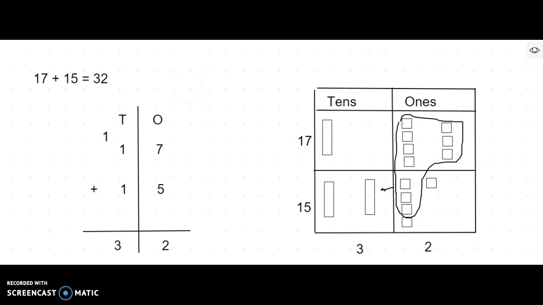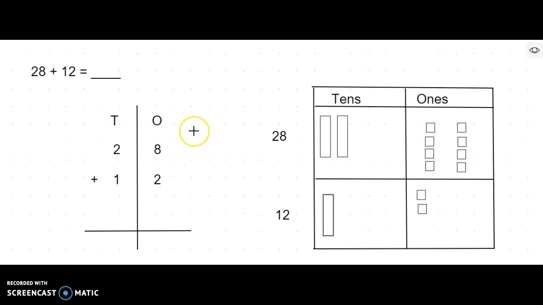Let's practice this with another two-digit addition problem. The other problem I thought we'd practice with today is 28 plus 12. I've already set it up on our vertical addition chart with our 10s and our 1s broken up. I've already filled out our place value chart. I know I'm adding 8 1s and 2 1s together, and 2 10s and 1 10 together.